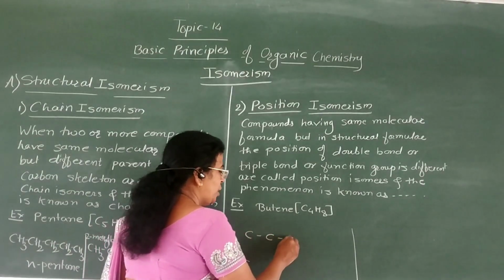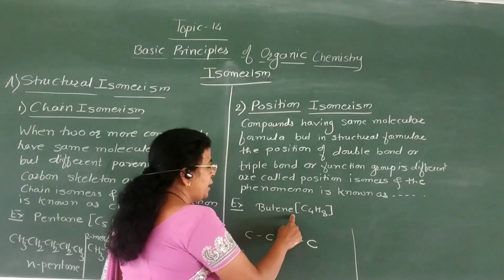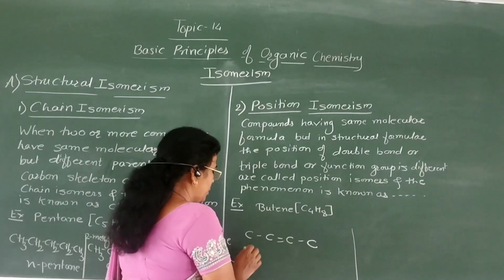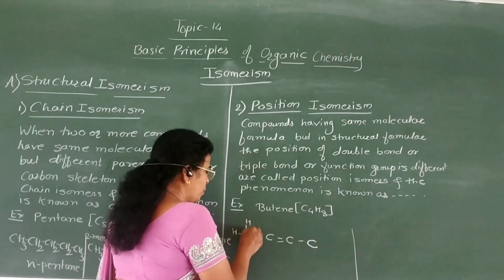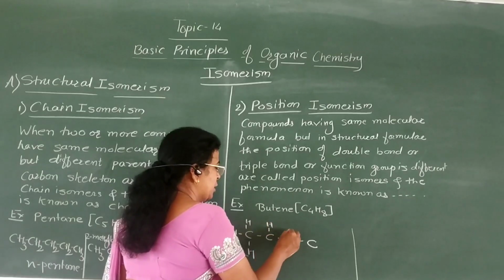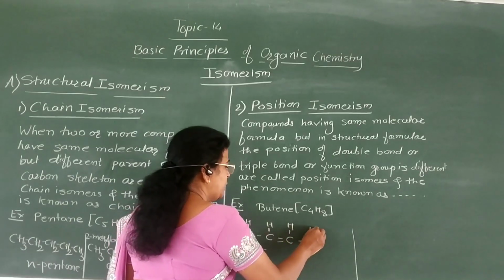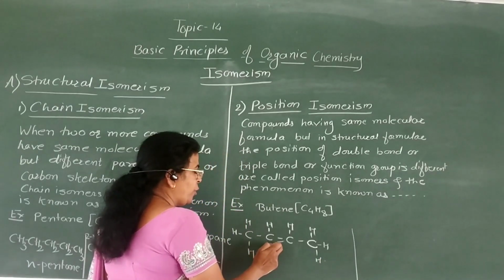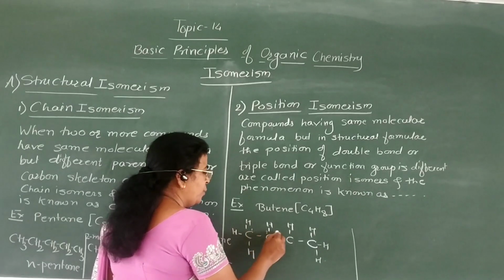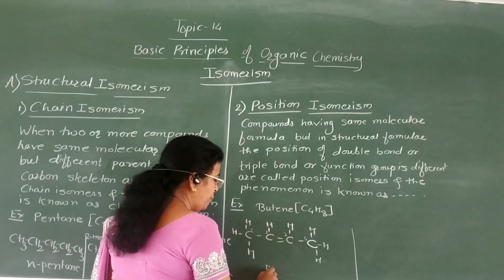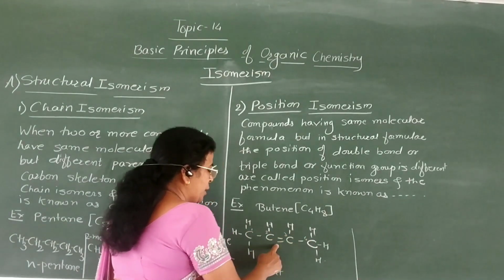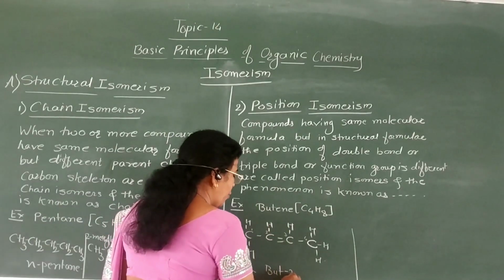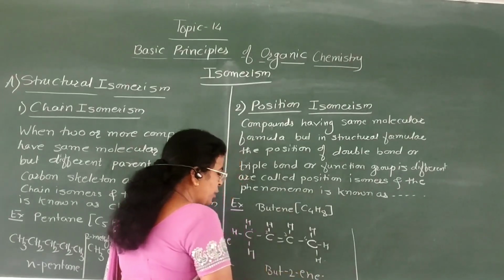1, 2, 3, 4. Here there is ene, that is, there is one double bond, C double bond C. This is CH3, CH double bond CH and CH3. This is one isomeric form in which the double bond is present at 2 position. The parent alkane is butane, but there is a double bond, therefore it is butene. At 2 position there is a double bond, therefore it is but-2-ene. This is one isomeric form.